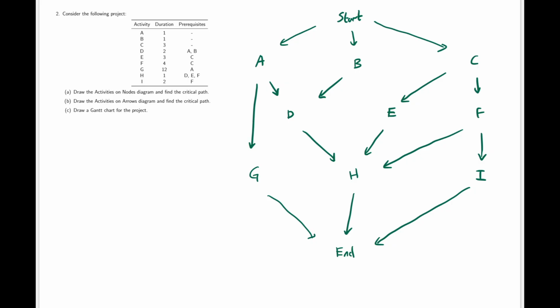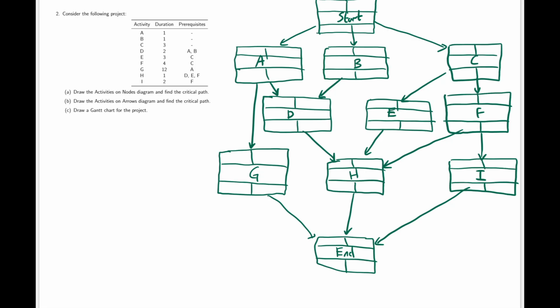Each node now, instead of being just a label, we need it to be a box which will contain the duration, earliest start time, latest start time and the float, like so. And we can start filling in the duration for each of these in the bottom left hand corner of each of the boxes. With the start and end dummy nodes having duration of 0 each.